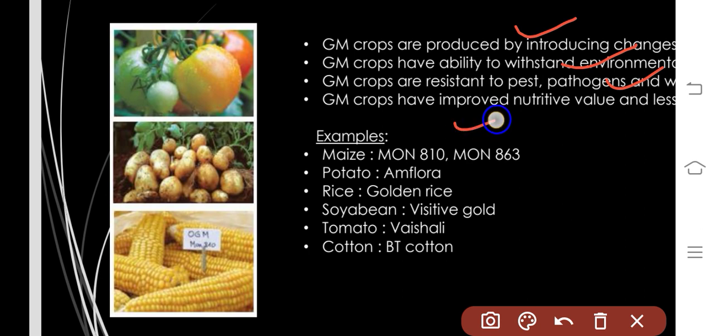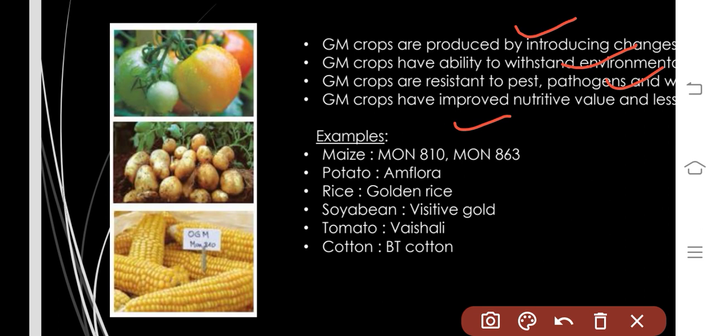Also these GM crops are found to improve the nutritive value, and there is a decrease in the loss of crops. Earlier there was a lot of poverty among farmers because there was heavy loss in the crops. But now with the help of genetically modified crops, we can reduce all these burdens on the farmers.